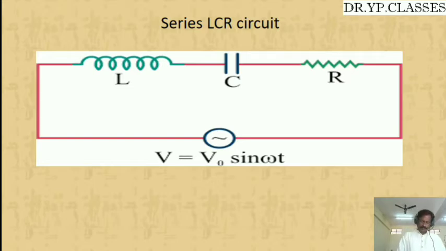Now let us come to the LCR series circuit. In this circuit, we have to connect all three components. We have seen individually what happens to a circuit with L, C and R when an AC is given. Now let us connect all three components in one. It is connected in series, therefore it is called the LCR series circuit.